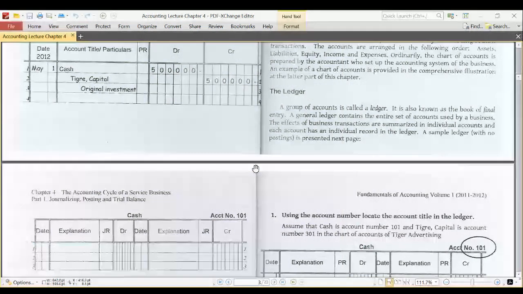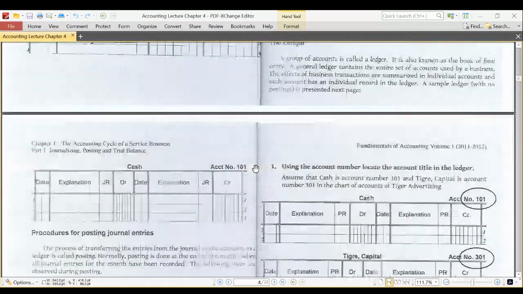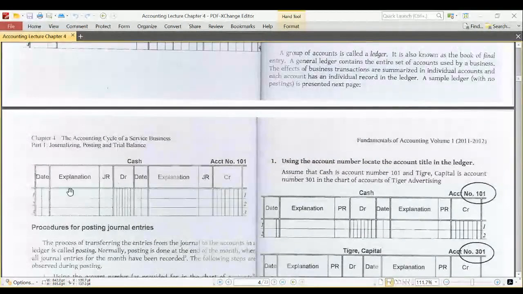Pero pag journal yan, direction lang. Per transaction siya. Pag per transaction may debit credit, next transaction may debit credit. Pero pag ledger, isang ledger per account. So, kung makikita mo kunwari sa cash, ito, cash ledger, so may debit dito, may credit dito, depende sa transaction. So, specific siya sa account.